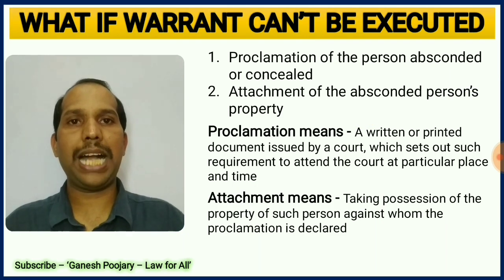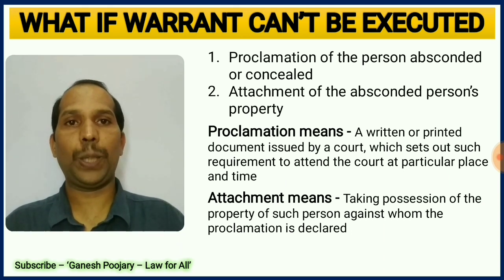When a warrant can't be executed, in such cases the court has two options. One, proclamation of the person absconded or concealed, and second, attachment of the absconded person's property. Now what does proclamation mean? Proclamation is a written or printed document issued by a court which sets out the requirement to attend the court at a particular place and time, and attachment means taking possession of the property of such person against whom the proclamation is declared. Proclamation and attachment can be two independent activities or can be done together.